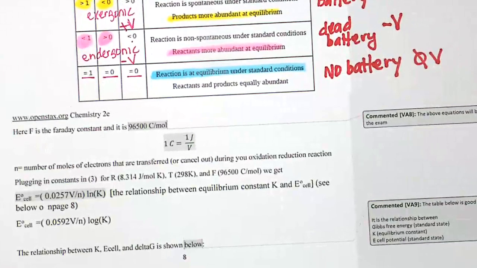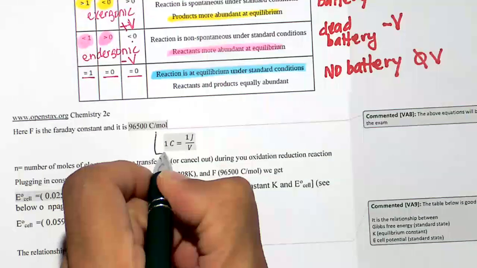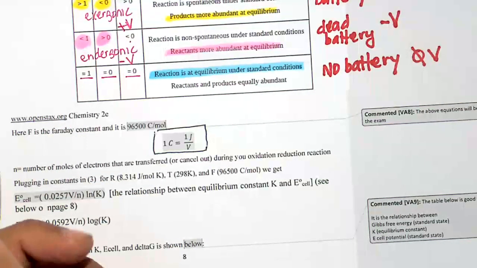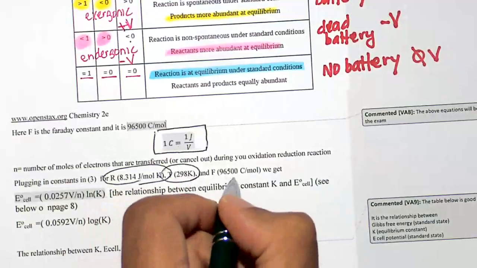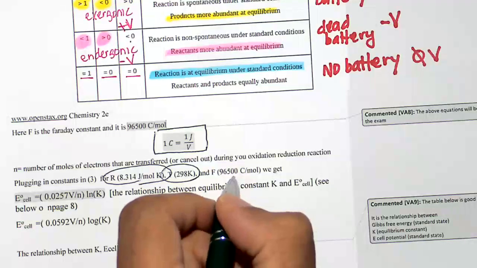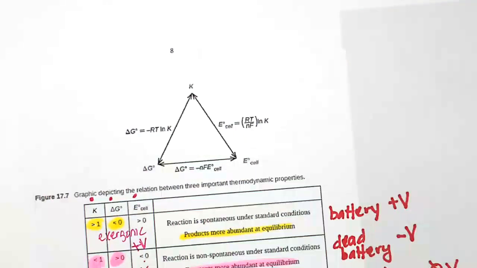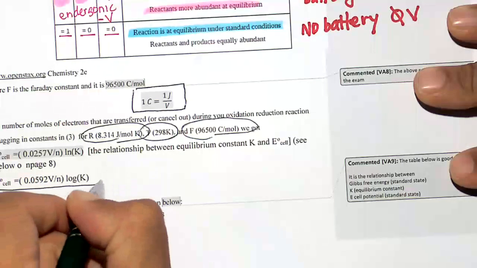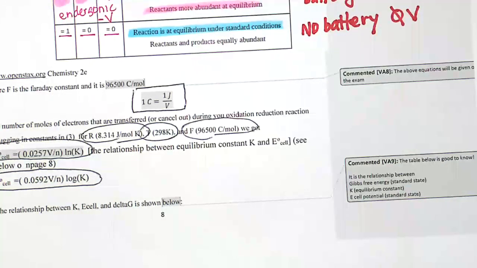Some other tidying up points before we move on to the problems. The coulomb is a derived unit. 1 coulomb is equal to 1 joule over 1 volt. Maybe keep that in the back of your mind, but I will tell you that on the exam. If you plug in T at 298 Kelvin, that is 25 degrees, and you plug in your Faraday constant into these three equations in the triangle, you get a natural log form and a log form. I'll give you this on the test, so you don't have to memorize it.